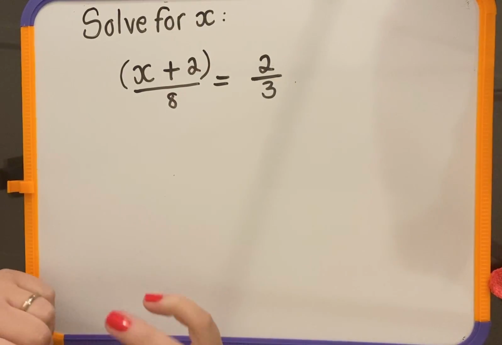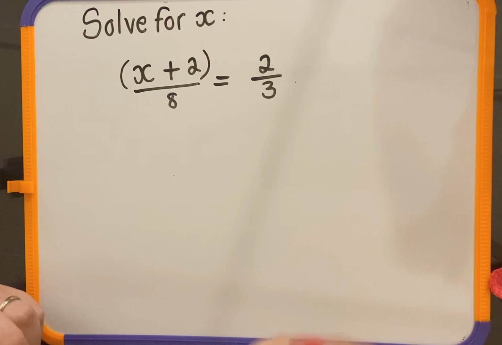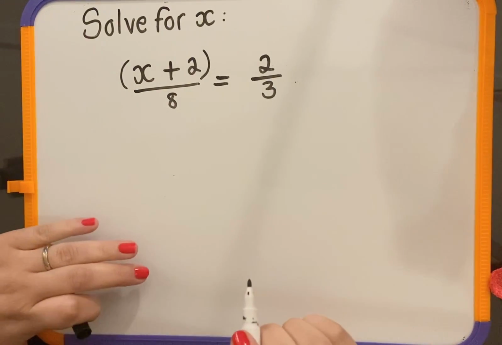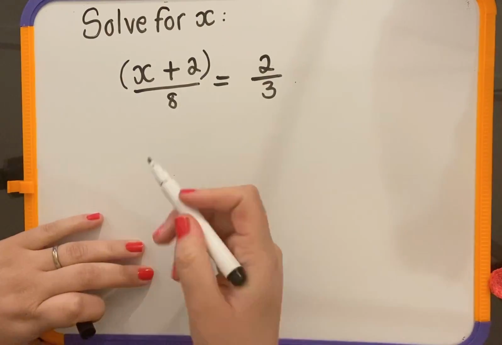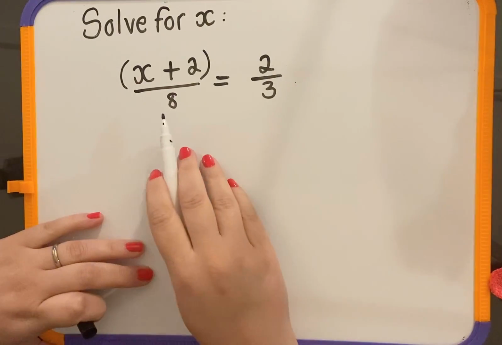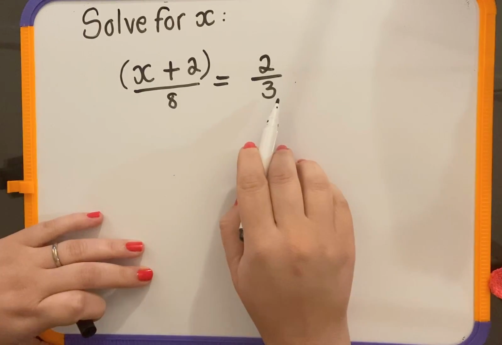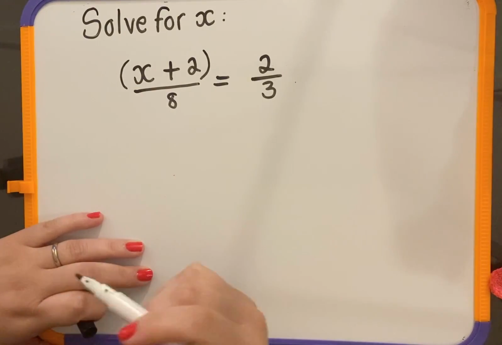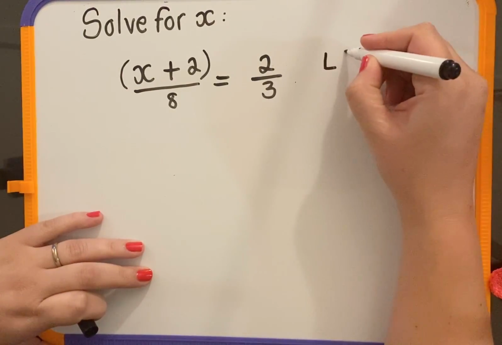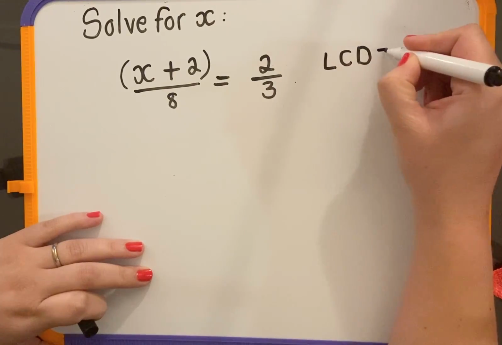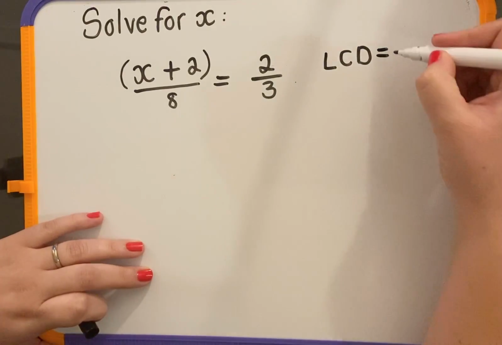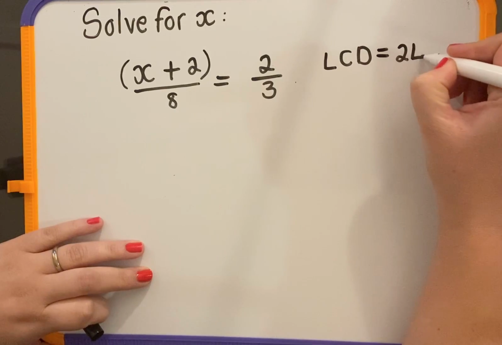The reason for that is because once we multiply by the LCD, we are going to use the method of distribution. Now, because we are working with an equation and we have fractions, the first thing we're going to do is we're going to say, I've got a denominator of 8, I've got a denominator of 3. What is my LCD? In this case, what do 8 and 3 go into? They both go into 24.